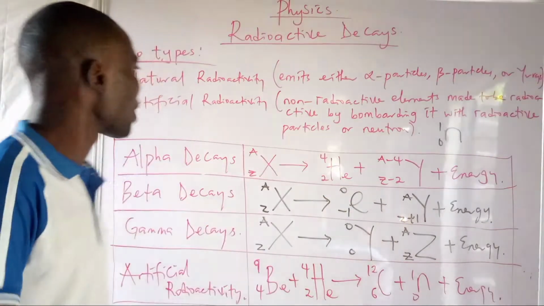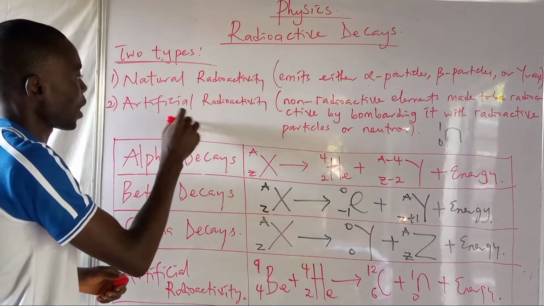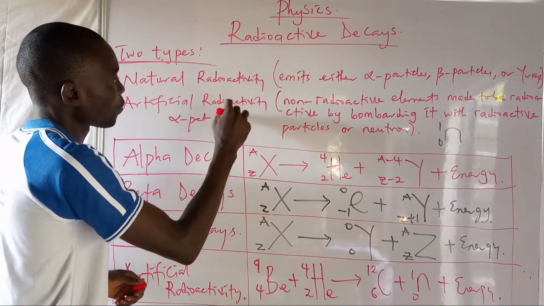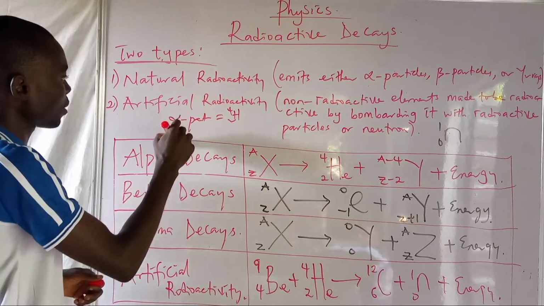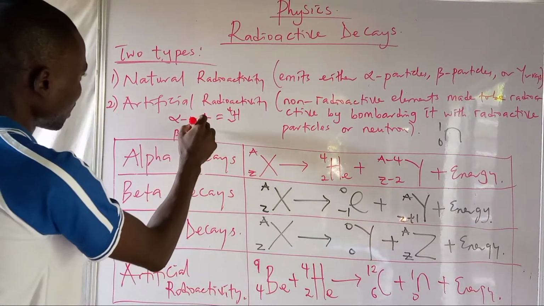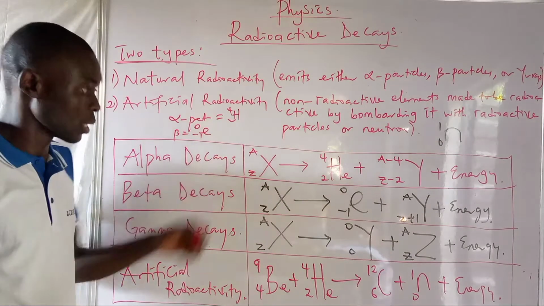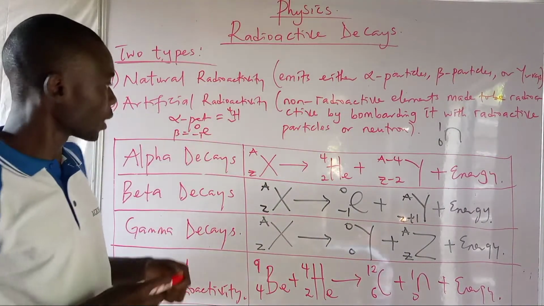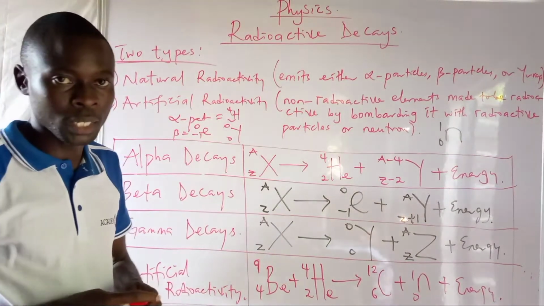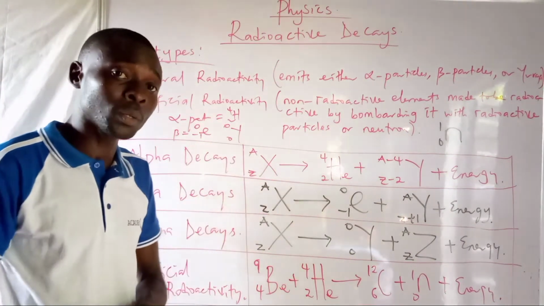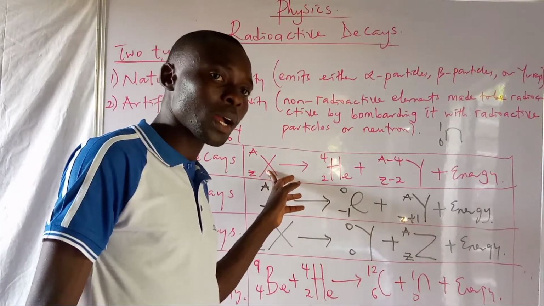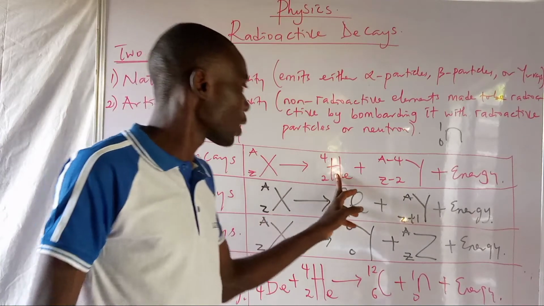Helium-4-2 represents alpha particle, while beta particle is represented by electron 0, minus 1. Then we have neutron. And then gamma ray is 0, 0. It doesn't have any mass number, no atomic number. It's neutral. So when this radioactive element decays, it produces an alpha particle.